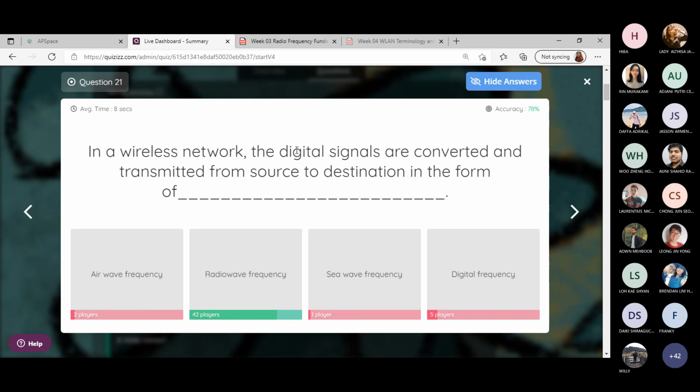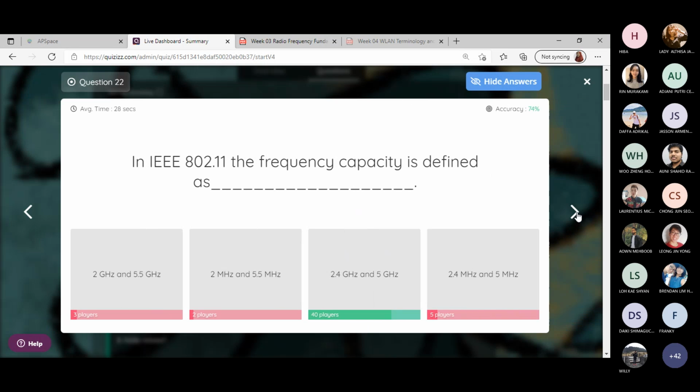Right. The digital signals are converted and transmitted from source to destination in the form of, of course, radio wave frequency. It's not A, it's not C, it's not digital. All right. At 802.11, the frequency capacity, of course, is 2.4 and 5. Not megahertz. Make sure it's gigahertz.